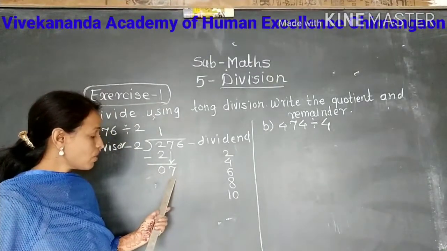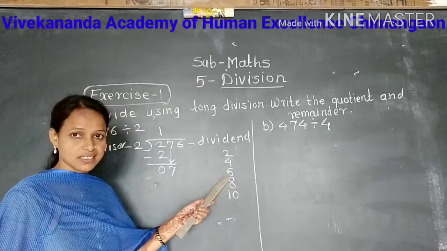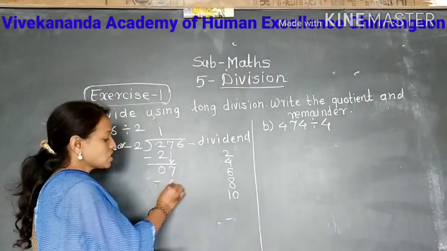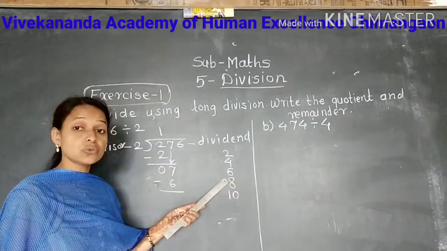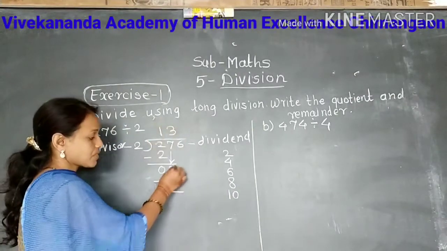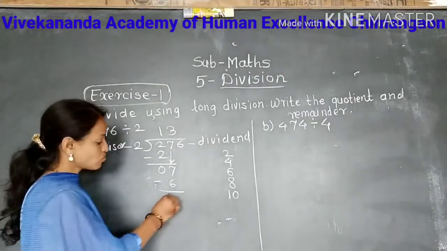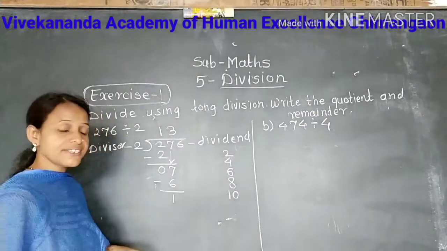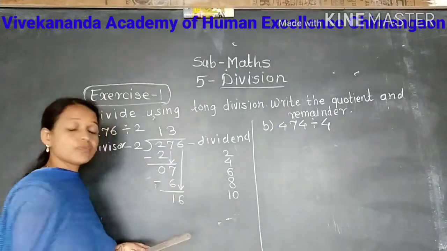So we want a number less than 7. Less than 7 is 6. 2 threes are 6, so the quotient will become 3. Now subtract 6 from 7. 7 minus 6 is 1. Now the remaining digit is 6, so bring 6 right here below.